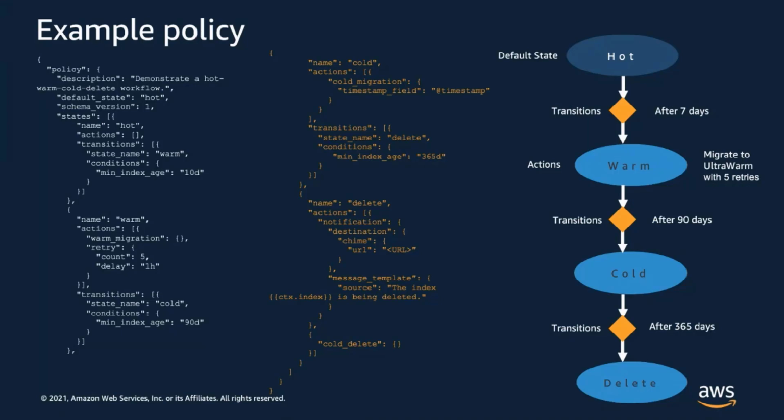This is an example policy that we have set up to move the data from the hot tier to ultra-warm tier to cold, and then finally delete the indices. As you can see here, the hot data transitions to ultra-warm after 7 days, and after 90 days it moves to the cold storage tier, and then finally after a year, or 365 days, the indices get deleted. What you also see over here is that you migrate to ultra-warm with 5 retries. Essentially, that has been set up as a count in the retry function that you have.